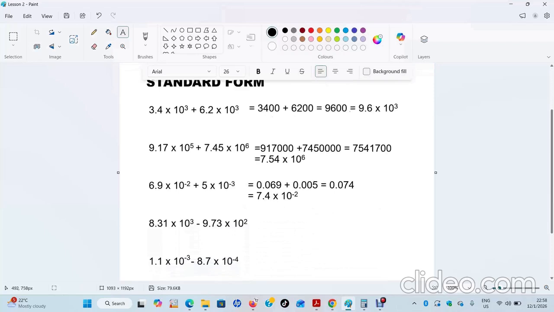And then let's do the subtraction. 8.31 times 10 to the power 3 minus 9.73 times 10 to the power 2. That's 8310 minus 973. Then your answer is 7,337, which is 7.34 times 10 to the power 3. We have to round it off to 3 significant figures.